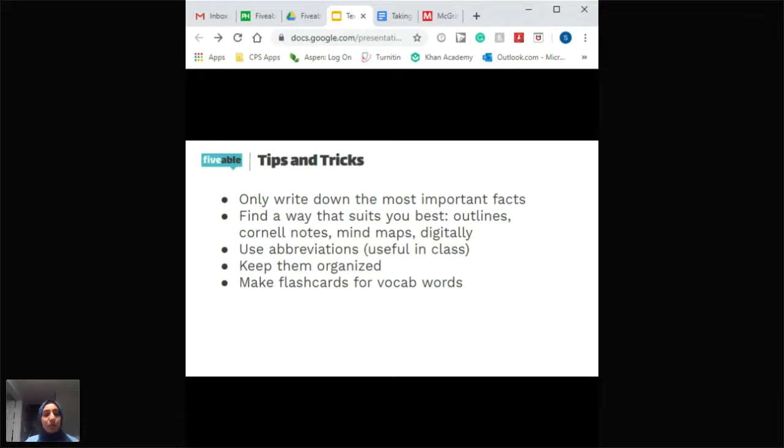So it's good to abbreviate a lot of words. And plus, you also don't want to be writing a lot in general. Your hand's going to start hurting and all of that. So I'd abbreviate as much as you can, as long as you understand what you're abbreviating, though.